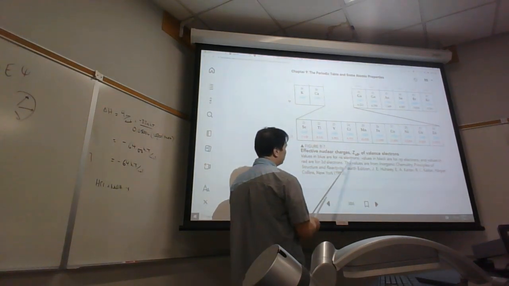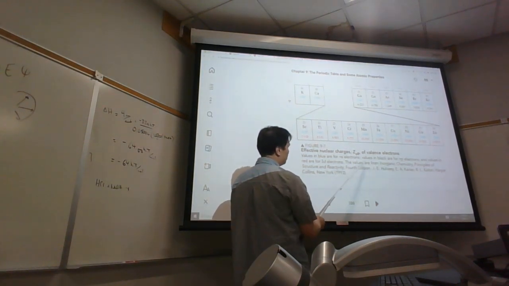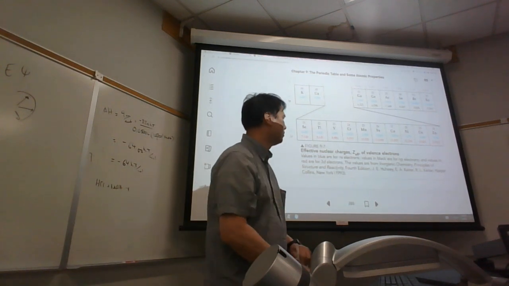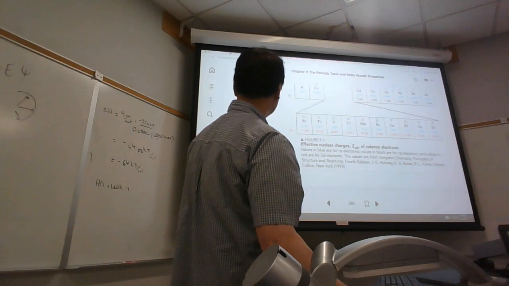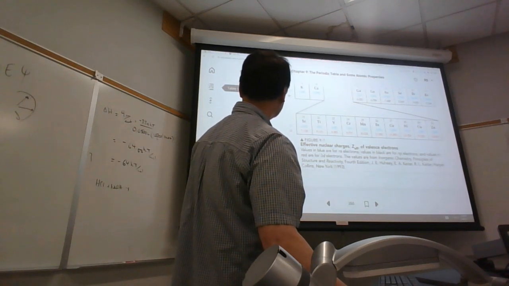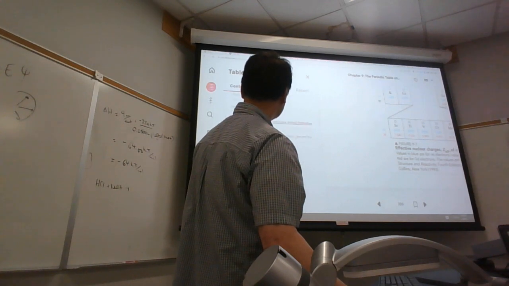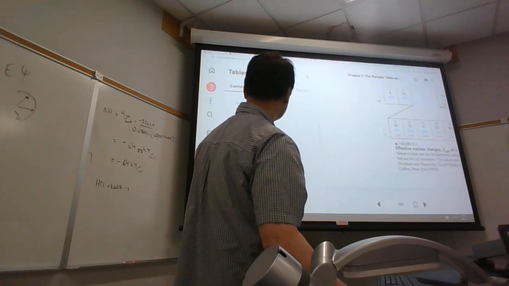The values in blue are for the ns electrons, the values in black are for the np electrons, if we have both s and p electrons in the outer shell. And if we have p electrons, then the s are supposed to shield a little bit. So we're going to take a look at Slater's rule, and we'll do a simple calculation of Slater's rule.